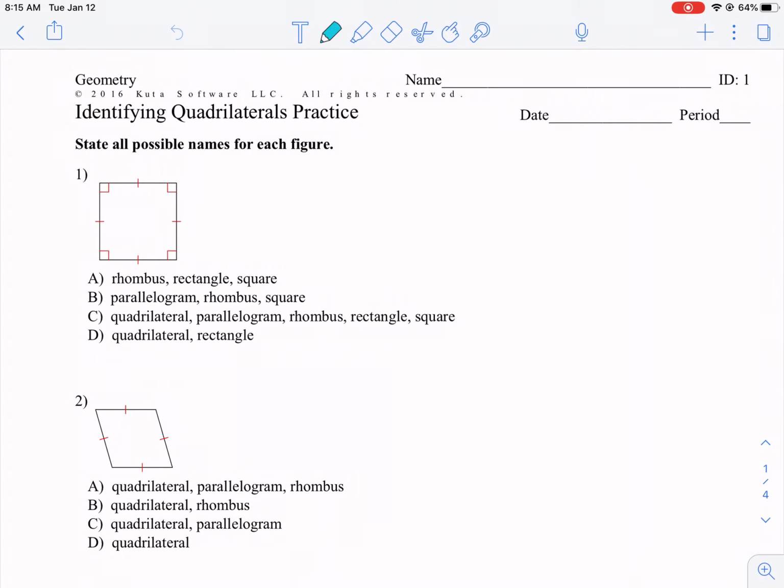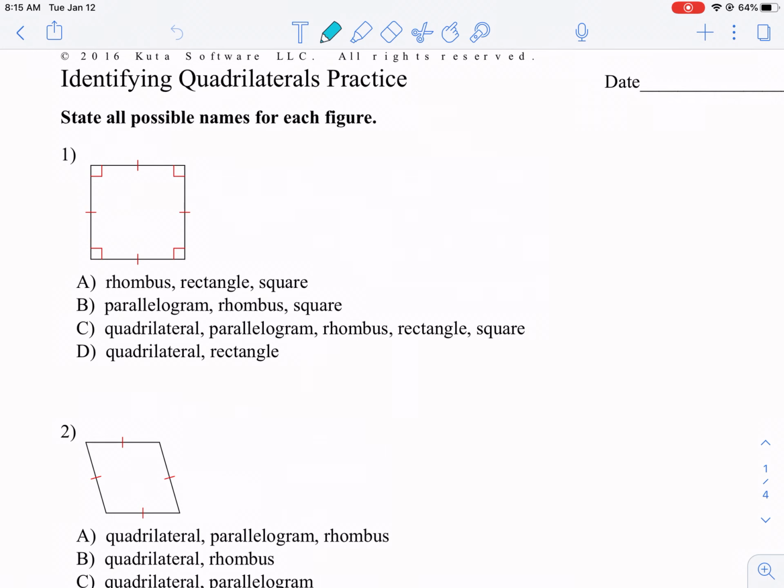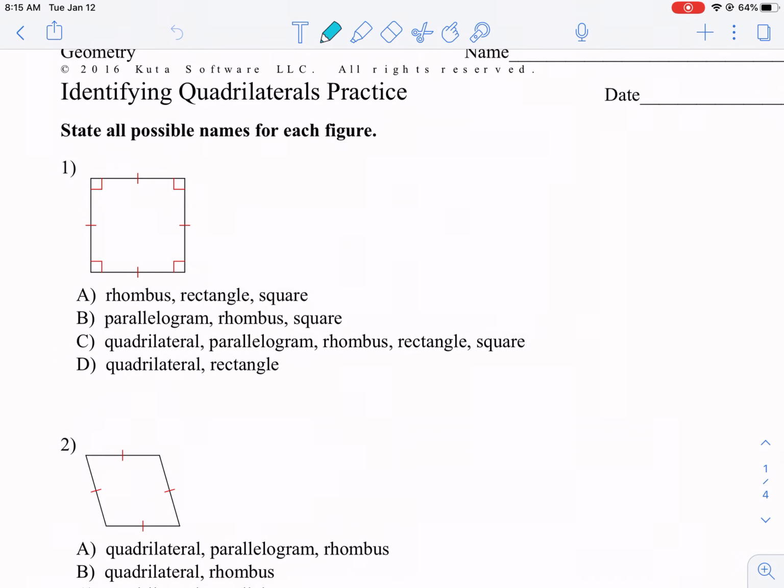This time for geometry, we are doing identifying quadrilaterals practice. So this is actually a pretty good exercise. Let's go ahead and jump right into it. State all possible names for each figure. So we have quadrilaterals, that means four-sided. Okay, so all these are going to be four-sided shapes.